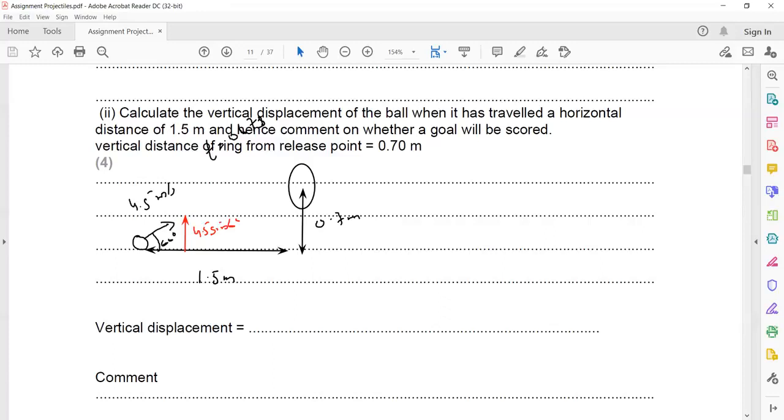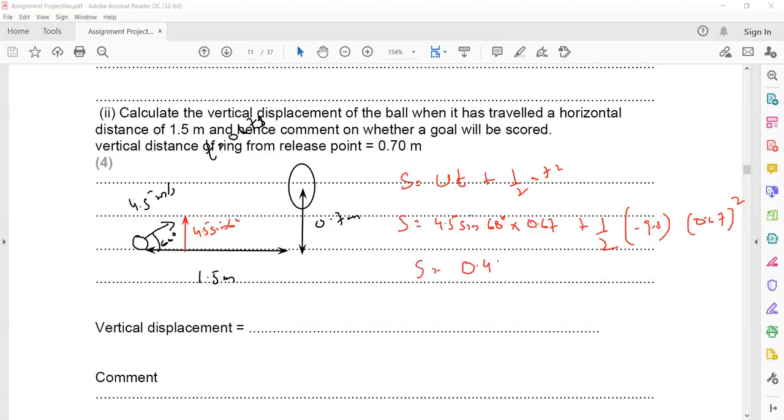So we use the equation of motion, s is equal to ut plus half at square. Now the initial launching speed is 4.5 sine 60, because that's the vertical component, multiplied by the time it took, 0.67, plus 1 by 2, acceleration due to gravity, minus 9.8, and 0.67, the time, squared. So this will give us the vertical distance, that is 0.41 meter.